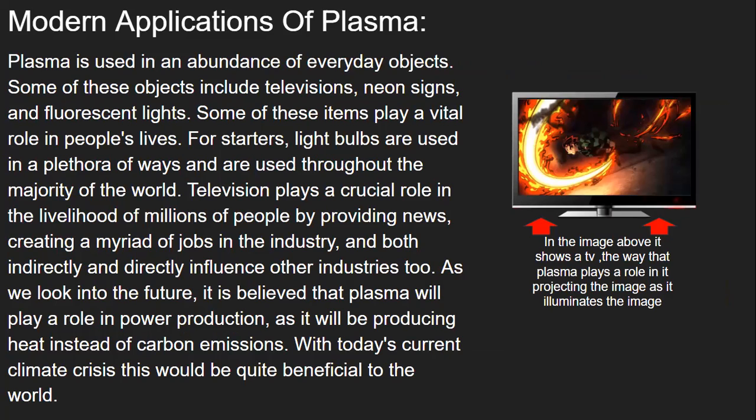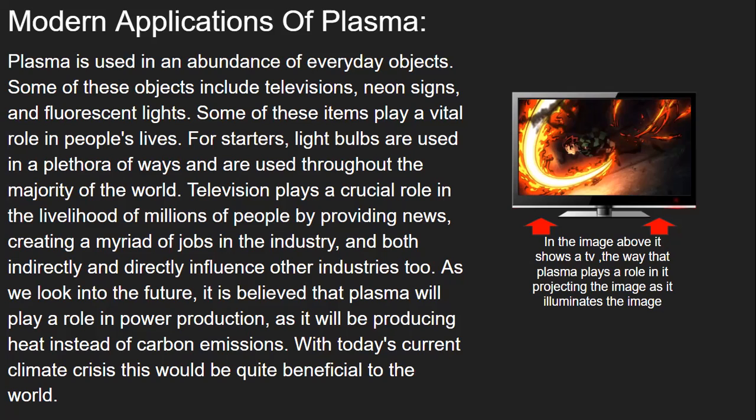Modern applications of plasma. Plasma is used in an abundance of ways in everyday objects. Some of these objects include televisions, neon signs, and fluorescent lights. Some of these items play a vital role in people's lives. For starters, light bulbs are used in a plethora of ways and throughout the majority of the world. Television plays a crucial role in the livelihood of millions of people by providing news, creating a myriad of jobs in the industry, and both indirectly and directly influencing other industries.